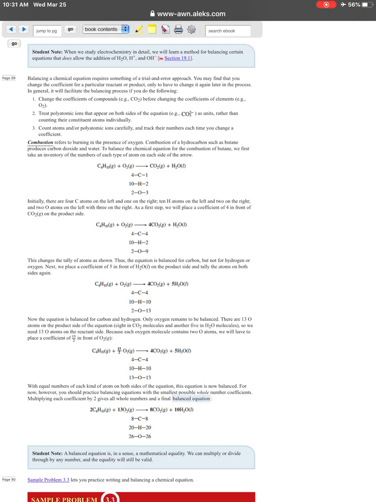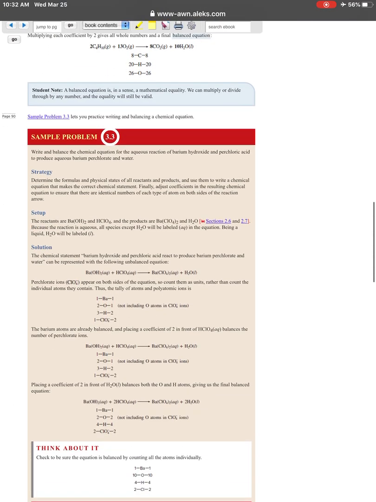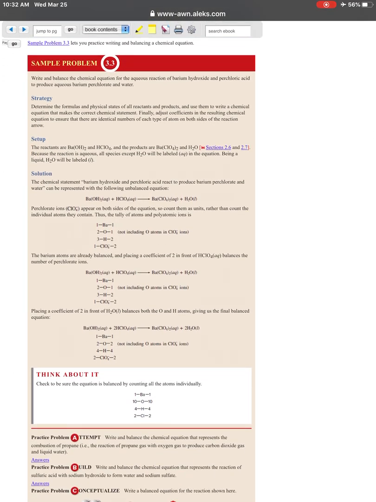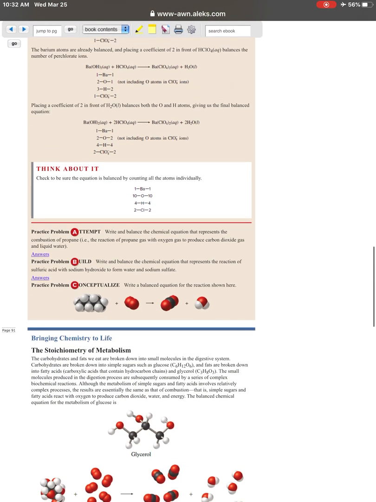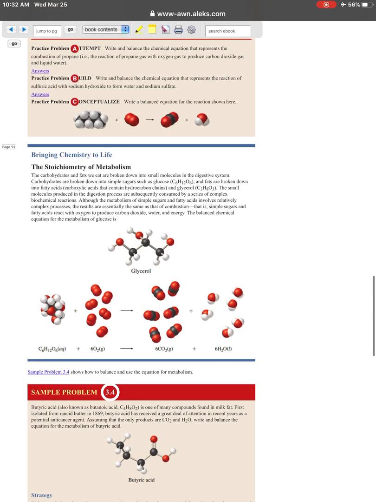Sample problem 3.3 lets you practice writing and balancing a chemical equation. I recommend that you retry this combustion reaction, the example that was given, on a separate piece of paper. Try it yourself. Do the carbon first, then the hydrogen, then the oxygen, then multiply by 2. Practice that one. Once you have completed practicing that problem, go to the sample problem 3.3. Try that one. Try this practice problem A. Try the practice problem B.